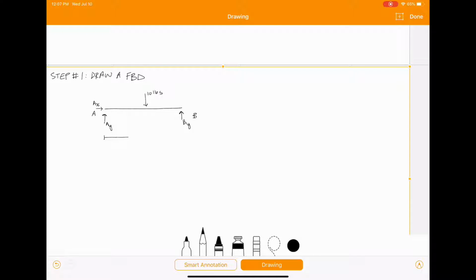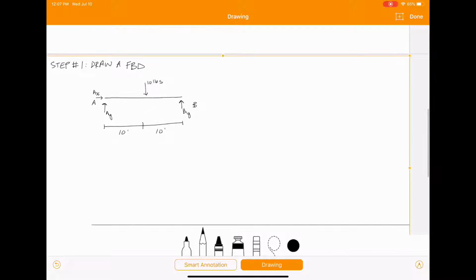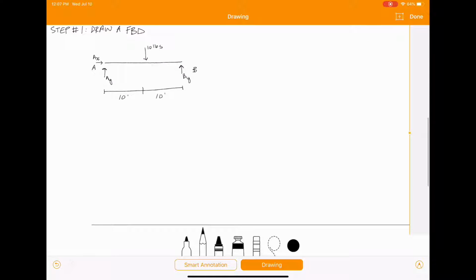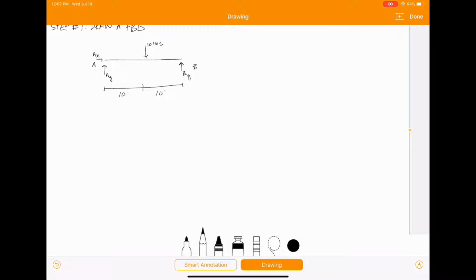Depending on how detailed you want to be, you can put distances in here. I like to, just so I can look at my free body diagram and not have to be scrolling up and looking in a bunch of different places. So now we can just use this diagram to solve our problem. Once we have our free body diagram, our next step is going to be to write our equations of equilibrium.